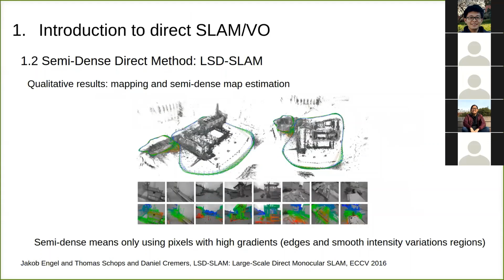Okay, you can see some of the qualitative results here. So this is a reconstructed point cloud. It's a little bit messy because you just extract some of the pixels with high gradient. Maybe these pixels are not continuous enough, so you don't get them as a whole. That's why they look a little bit messy right here.